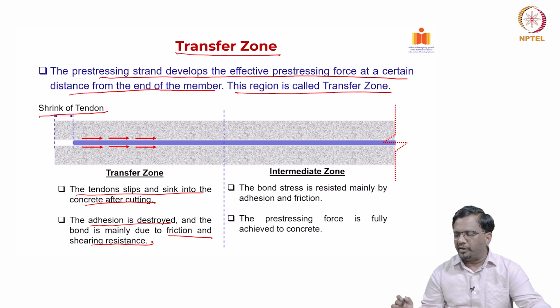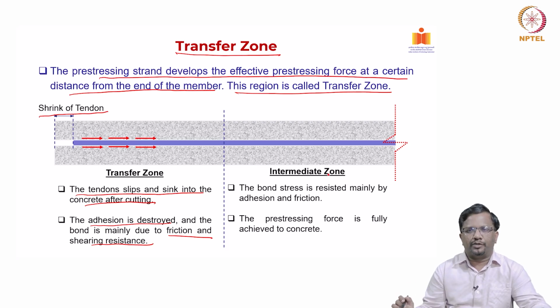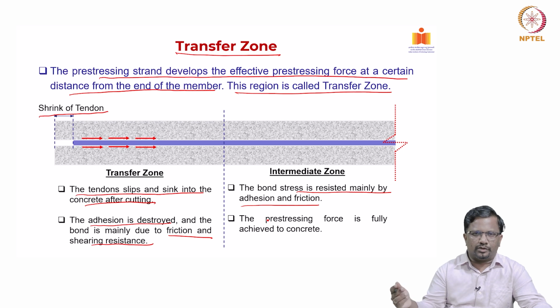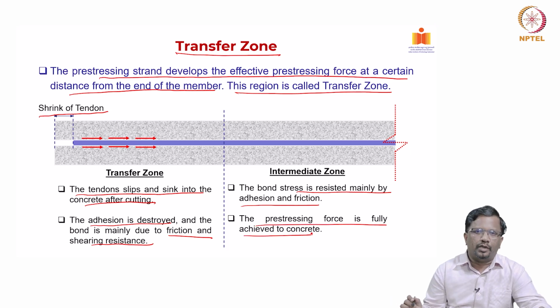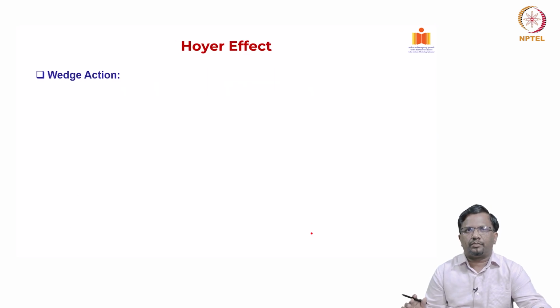Now, after the transfer zone, we call this the intermediate zone. Here the bond stress is mainly resisted by adhesion and friction, and because in this zone there is no dilatancy, the shear resistance is not much. The pre-stressing force is fully achieved in the concrete. So, whatever pre-stress you want to put, the average pre-stress happens only from the end of the transfer zone, or at the beginning of the intermediate zone.